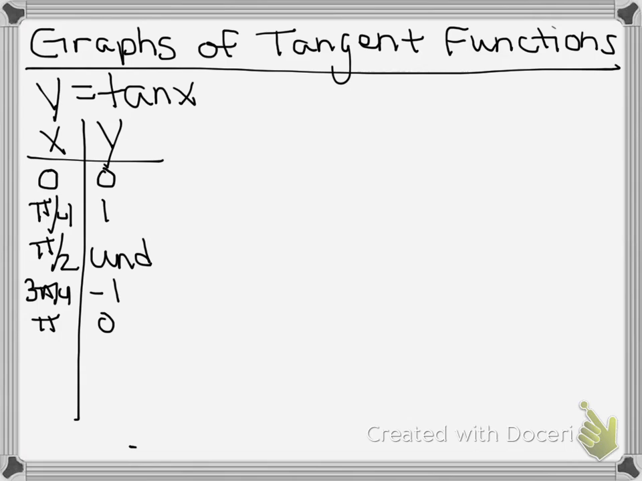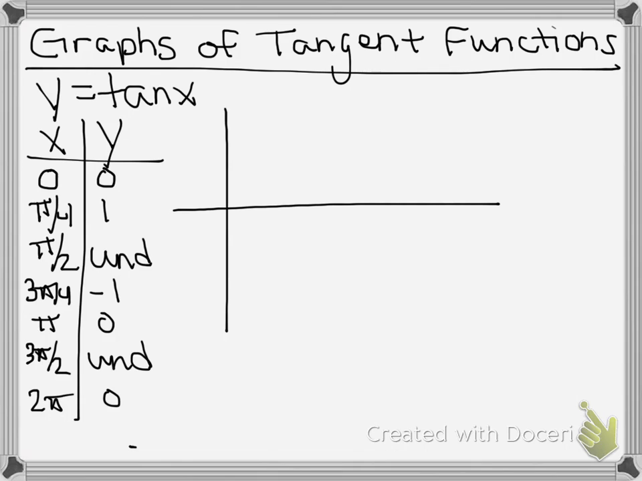Continuing around our unit circle, 3 pi over 4 gives us -1. Pi gives us 0 again. 3 pi over 2 gives us that undefined. And back to 2 pi gives us 0. Okay, so we're going to graph all the way out to 2 pi because that's what we had on our XY table.